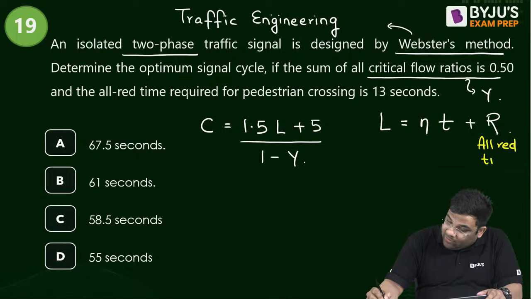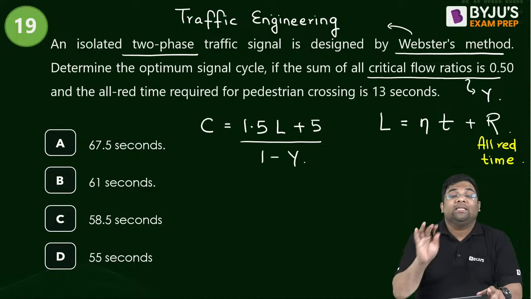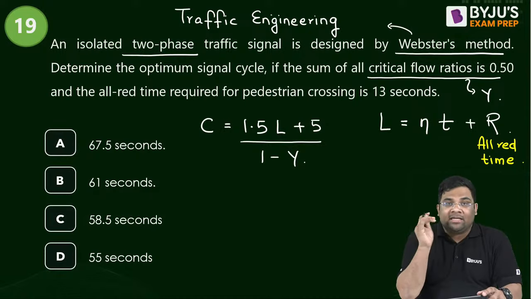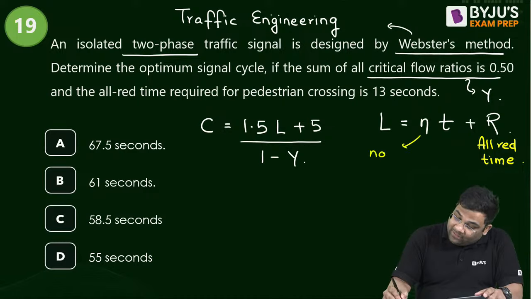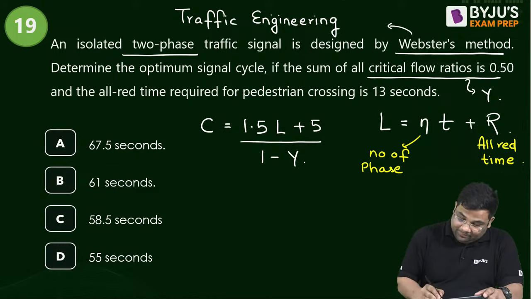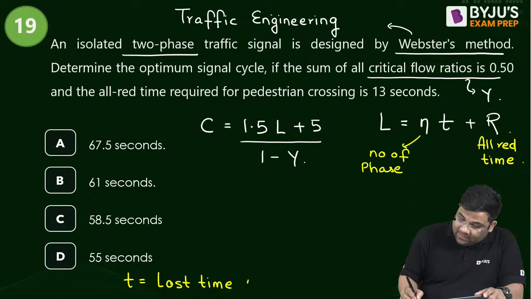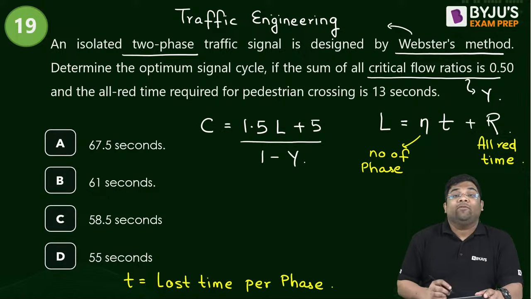All red time is the time when all the signals are red. This is to clear the traffic in the intersection if the traffic is very heavy. And this is the number of phases. And this T is your lost time per phase. You can see that in this question, the lost time per phase is not given.